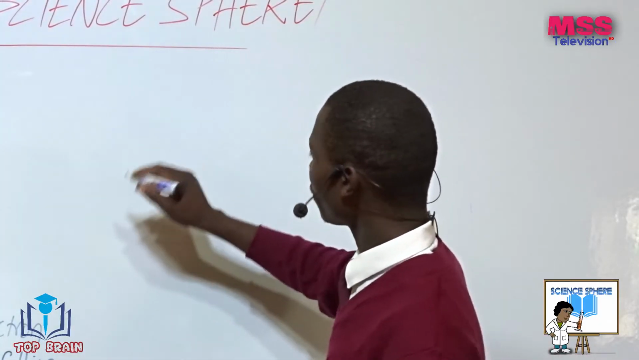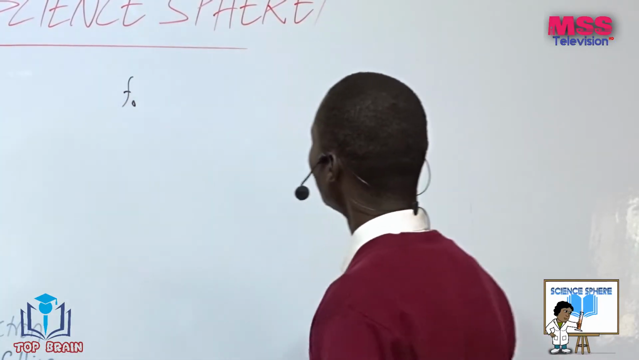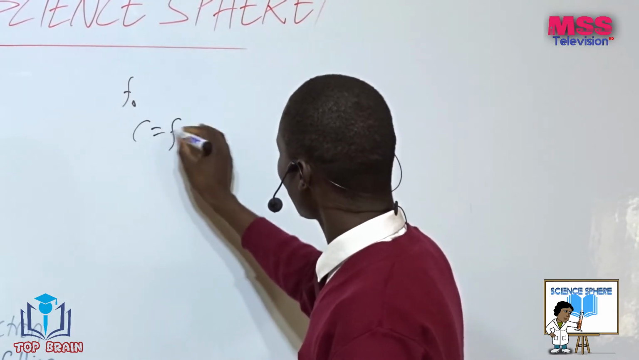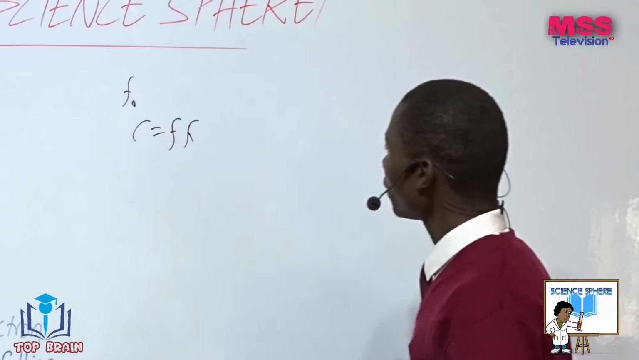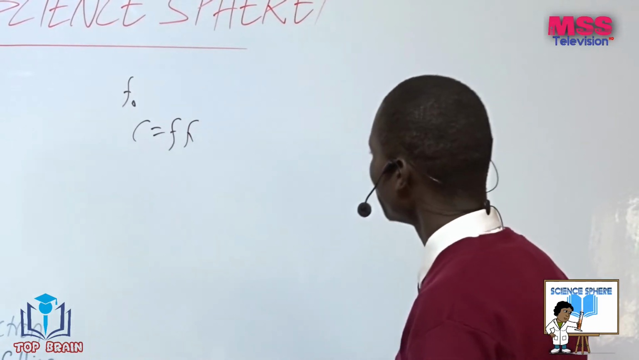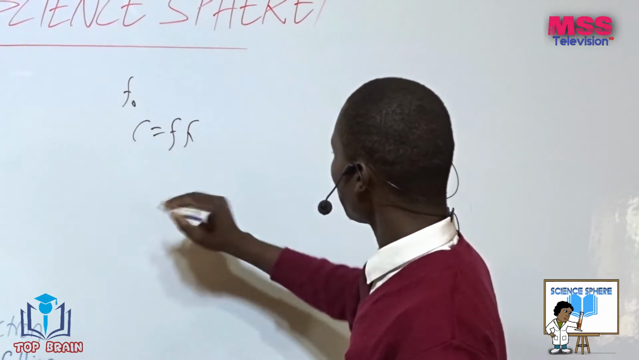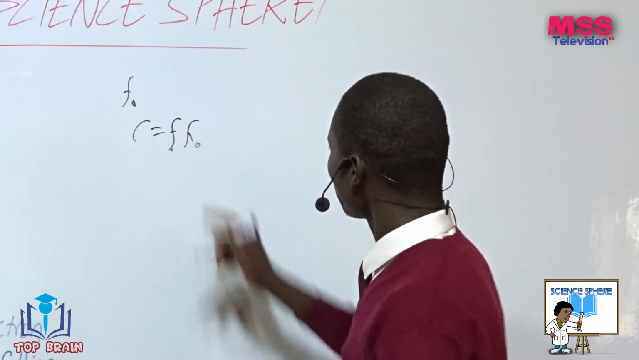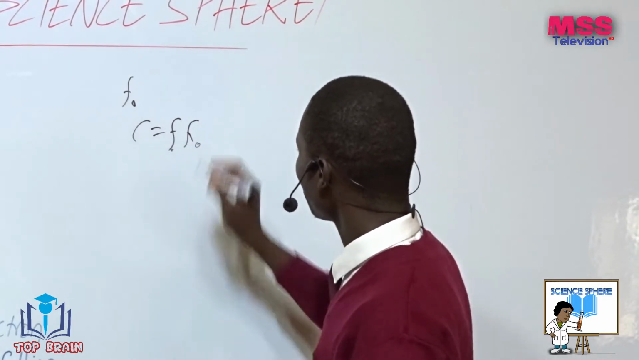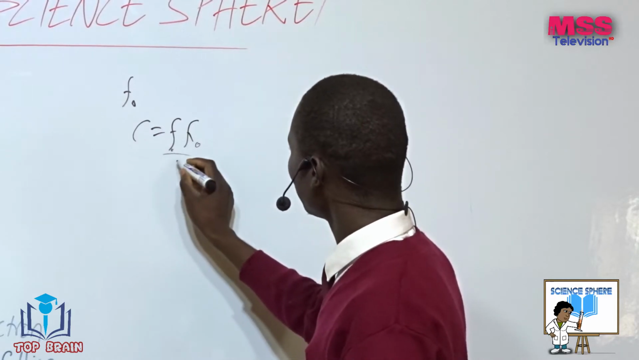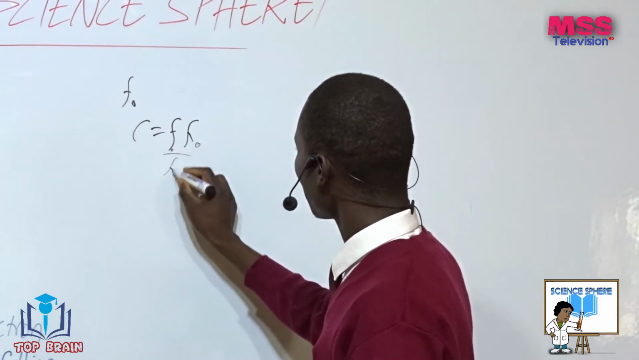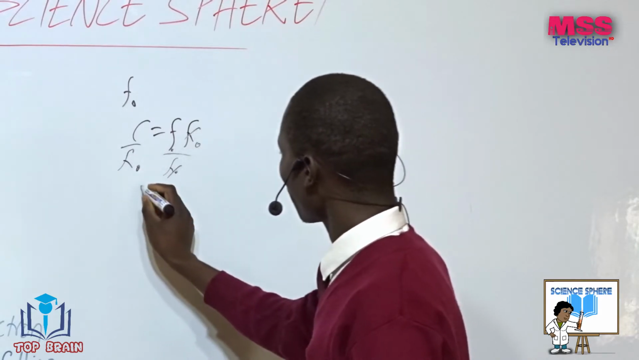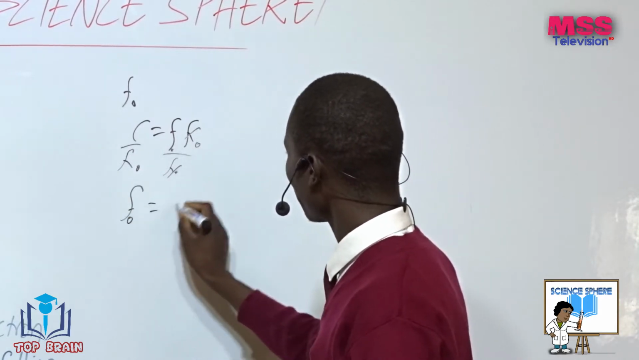To get the threshold frequency F naught, from the general wave equation you have C equals F lambda. But because we are dealing with the threshold frequency, we are going to say C equals F naught lambda naught. To get F naught, we make it the subject, dividing by lambda naught. So threshold frequency is given by C over lambda naught.